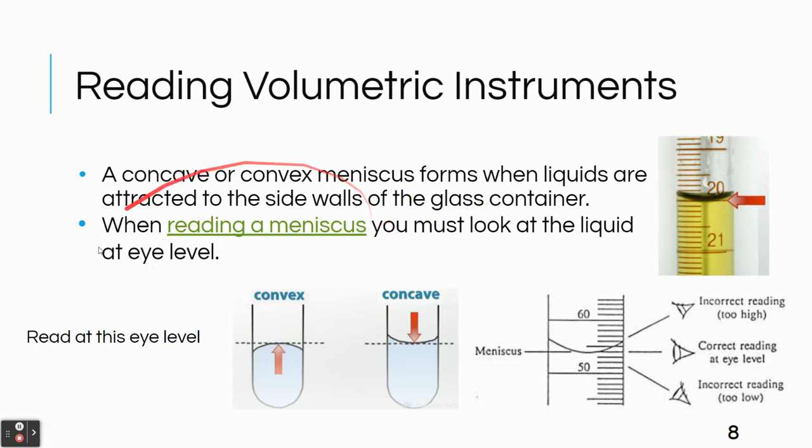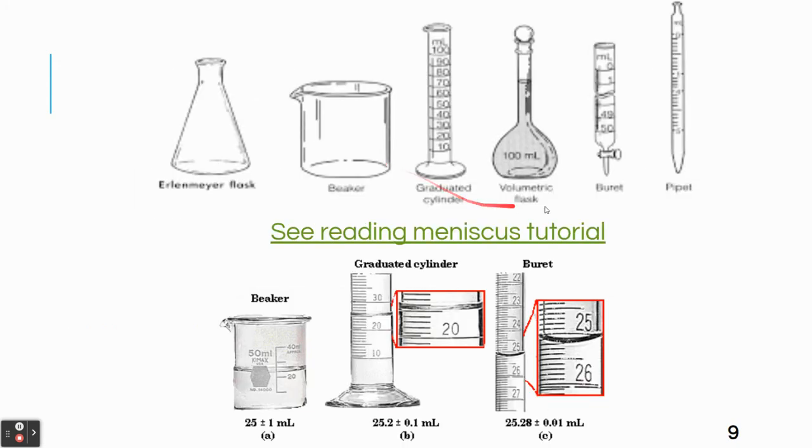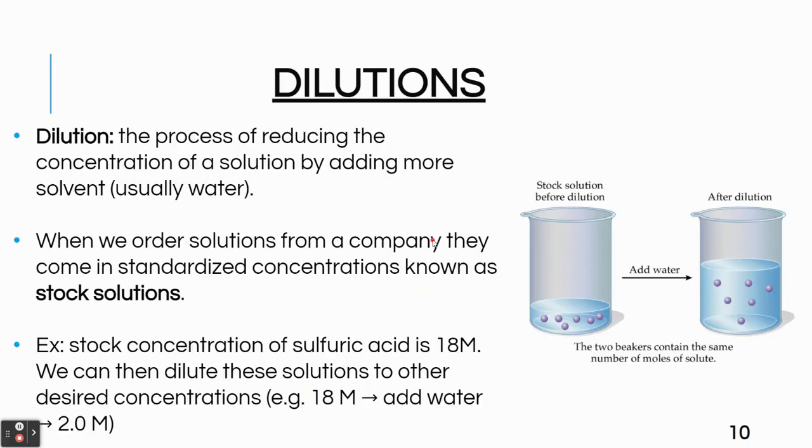This is just a little refresher slide. Whenever you're measuring those volumes of solutions using the specialized equipment or any equipment, you need to make sure that you're reading from the bottom of the meniscus at eye level. If you don't remember how to read a meniscus, please make sure you review at the link here with some practice activities provided. Same thing over here.